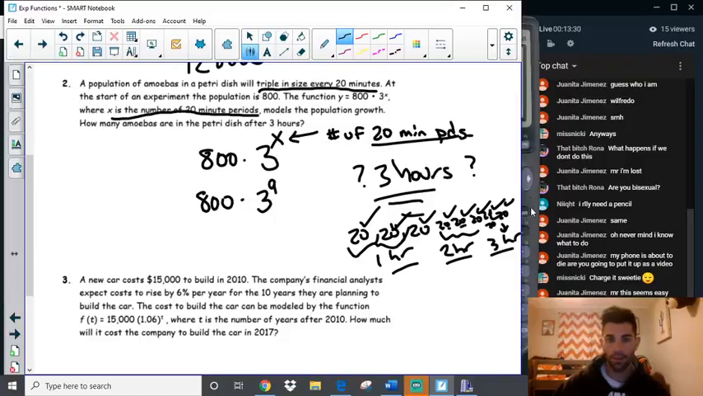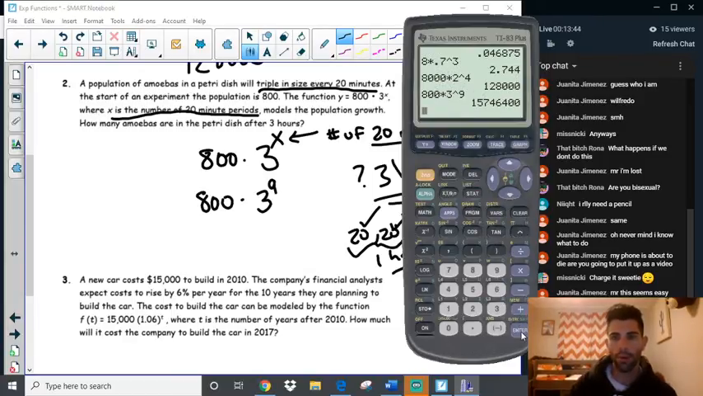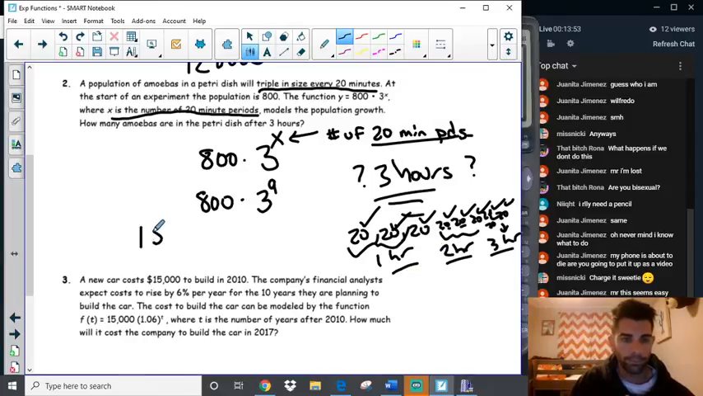Okay, so I'll go to my calculator. And I'll do 800 times 3 to the 9th power. And it's a big number, and it's going to be a big number because it grows a lot. 157,464,00. And there's your answer. Okay.